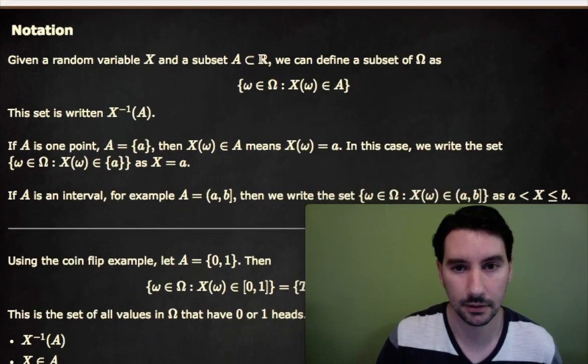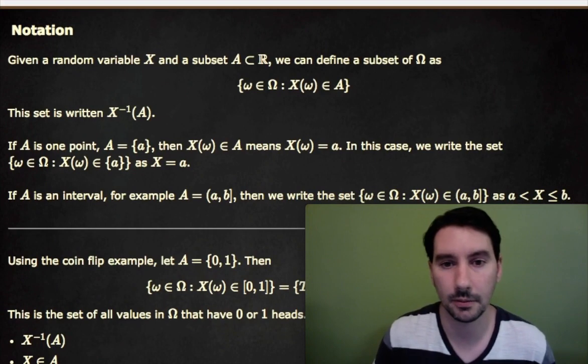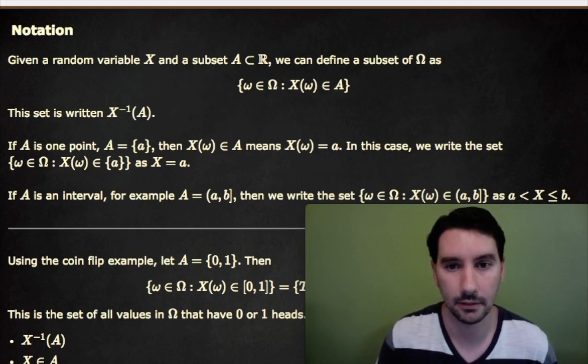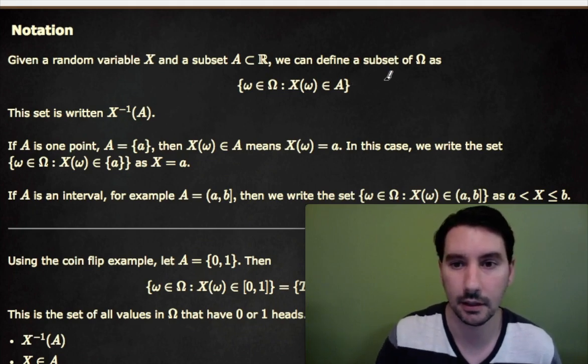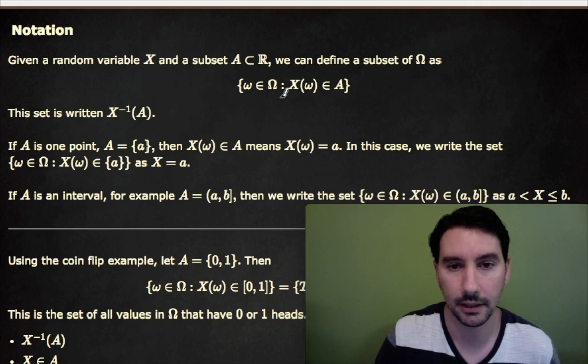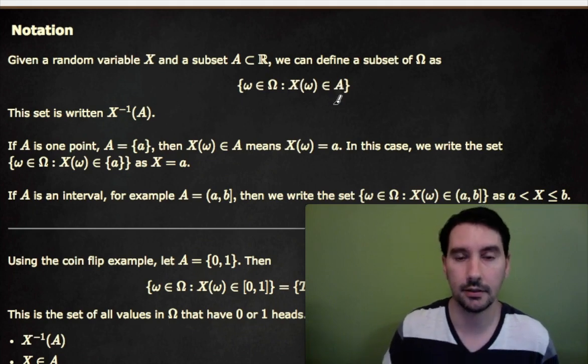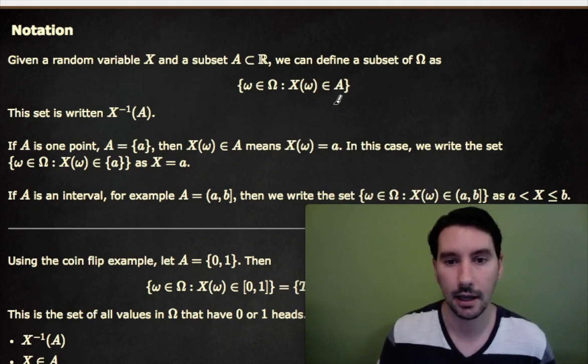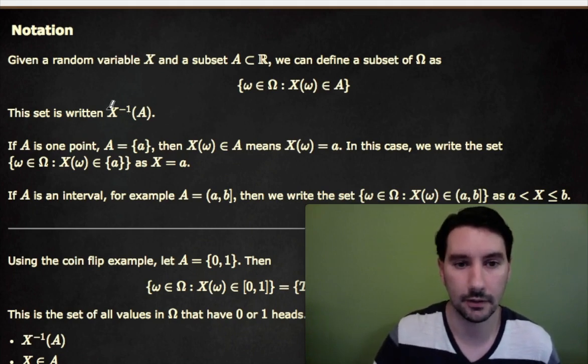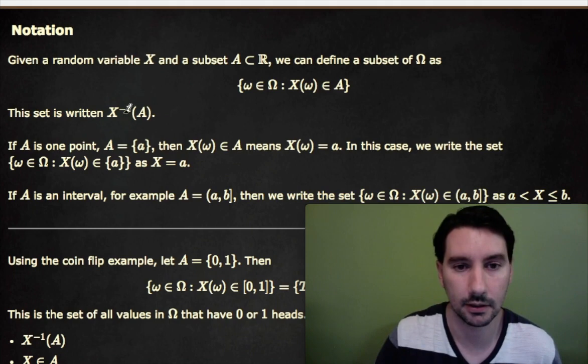A little bit of notation that you probably won't have to use a whole lot in a first probability course or when you're studying for the actuary exam. But given a subset A of R, we can define the subset of omega as the points omega such that X of omega is in A. So this is like everything that X would map to A. And we usually write that as the inverse of X on A, or what they usually call a pullback function. So X to the minus 1 of A is a pullback.